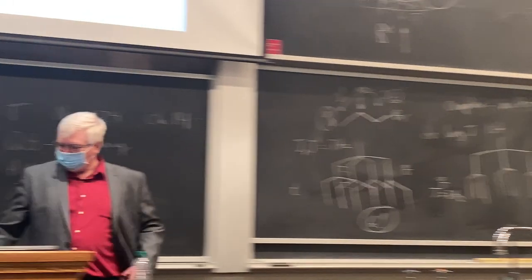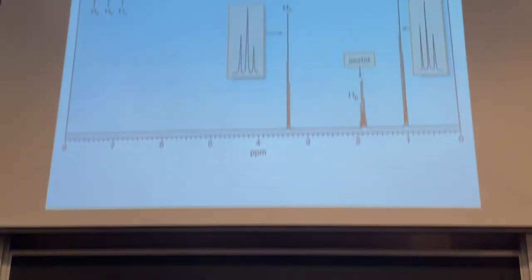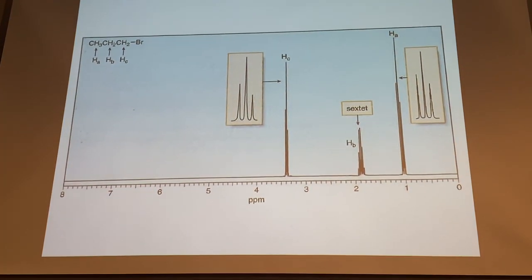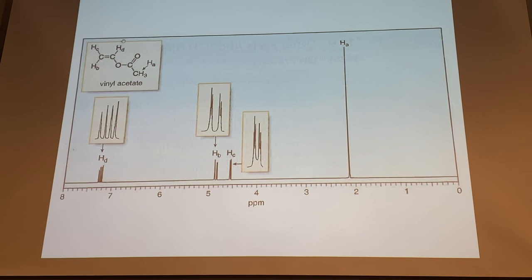So let's see. Questions on this one? Okay, so we analyzed that. All right. Let's do this one now. This one's a little more complicated. And this one, you'll see these multiple patterns now. And it's a relatively simple molecule, right? It's just vinyl acetate. It's got these structures here.